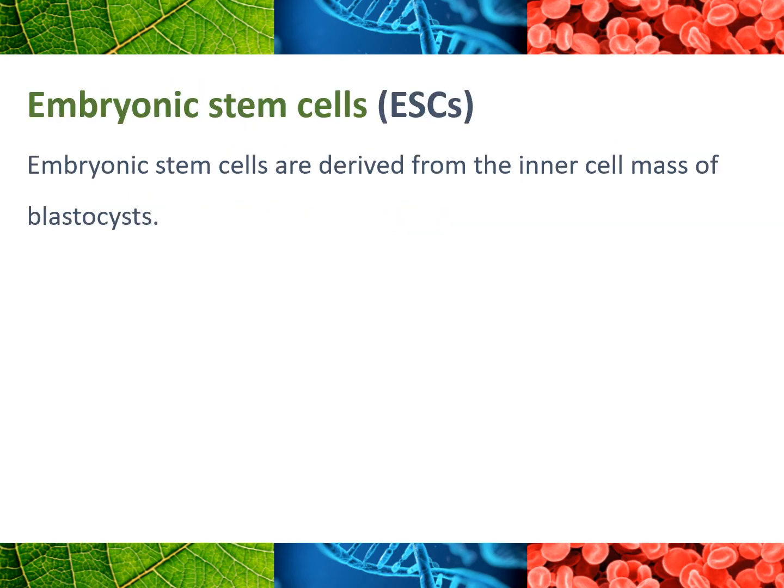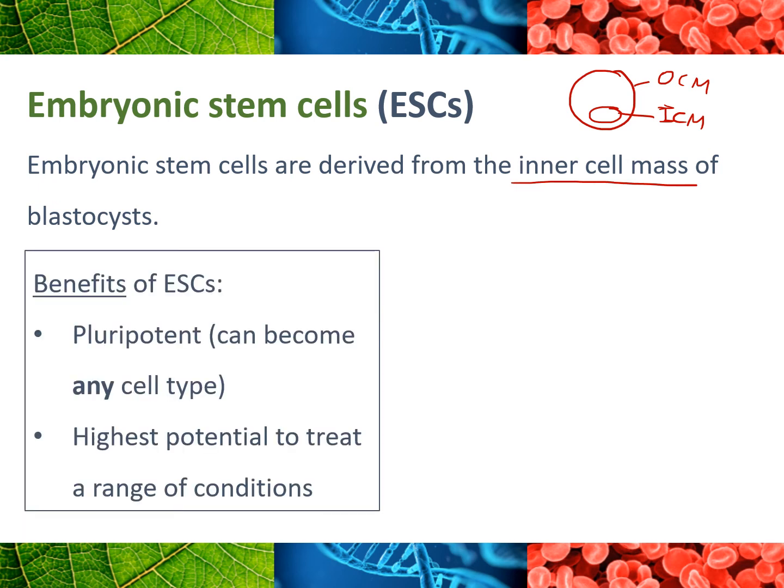So embryonic stem cells come from the inner cell mass of a blastocyst. Keeping in mind, remember the blastocyst had this outer cell mass and it had this inner cell mass, but we can all agree it looks nothing like a baby. It's really just a mass of cells. So even though it's the earliest stage of an embryo, we still refer to these as embryonic stem cells. They come from that inner cell mass.